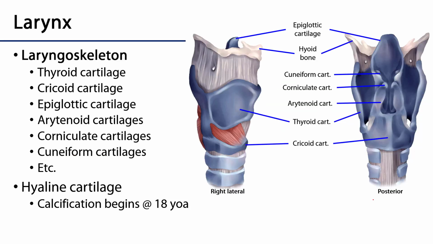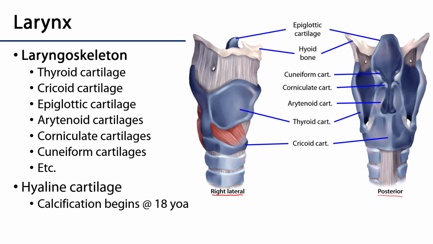So let's take a look at the laryngoskeleton. And we have both right lateral views as well as posterior views. We'll see many other views throughout this particular video, but I think that for establishing the laryngoskeleton, these will do very well. So the laryngoskeleton is a series of cartilages. Some of them are paired, some of them are singular, but together they're going to form the larynx.